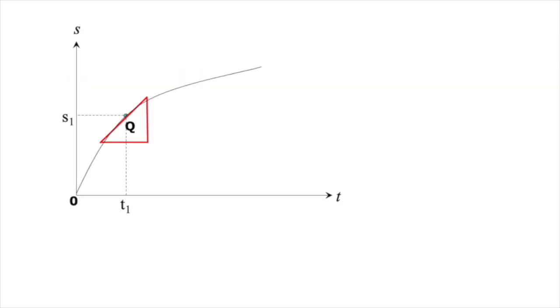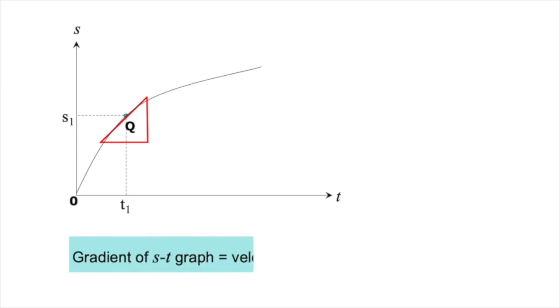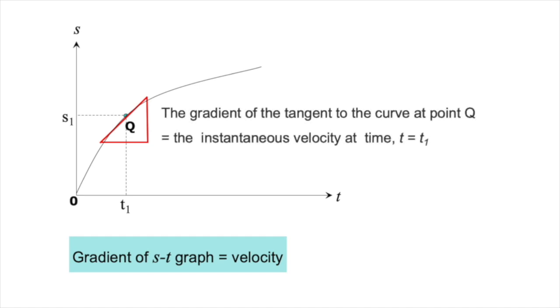For a displacement against time graph, the instantaneous velocity is the gradient of the graph at a particular time. For example, at t equal to t1 at point Q, the gradient at this point represents the velocity of the object.